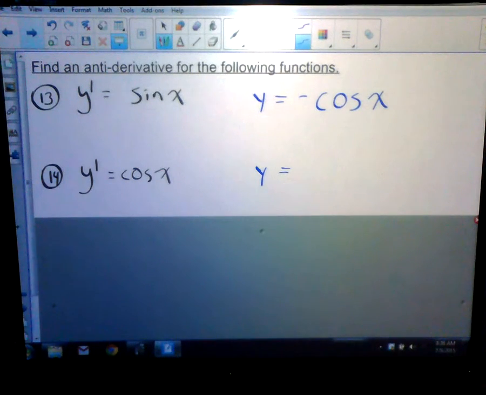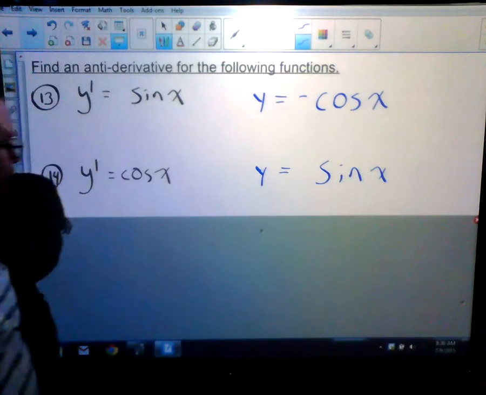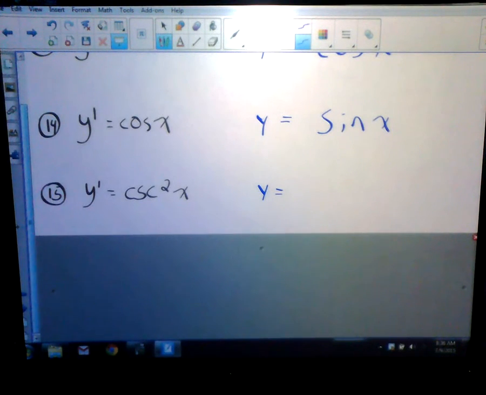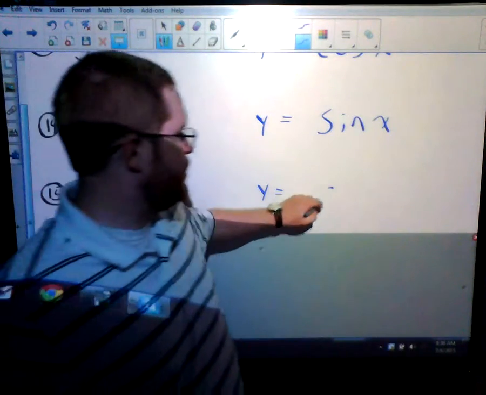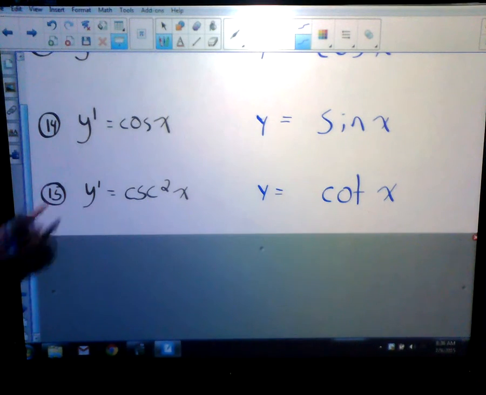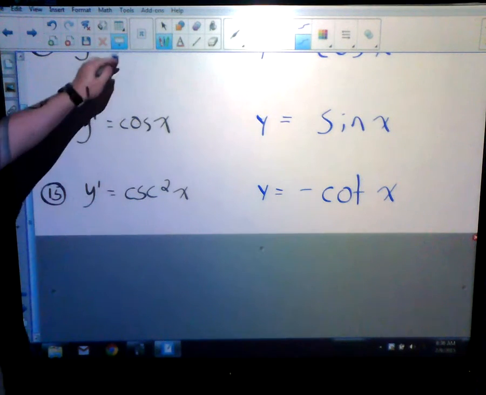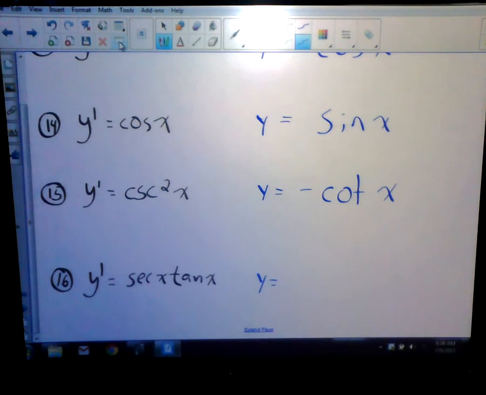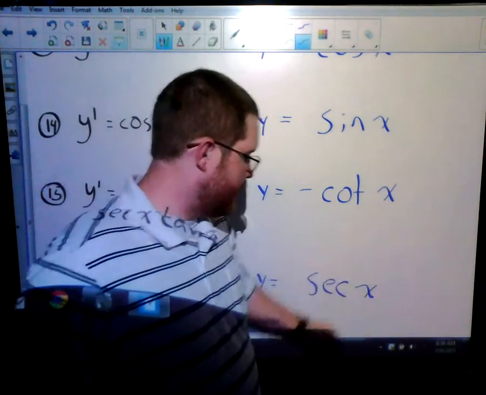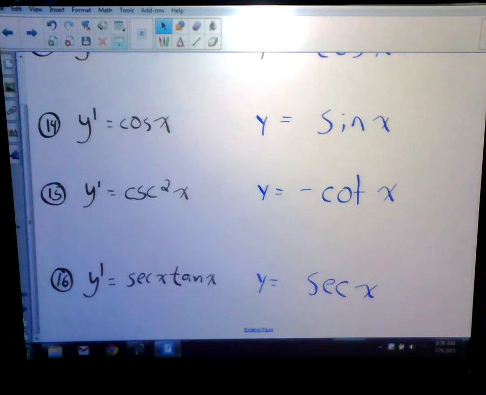What has a derivative of cosine? Well, that one's one of the ones we memorized. It's positive sine. Why? Because the derivative of sine is cosine. What has a derivative of cosecant squared? Well, cotangent has a derivative of negative cosecant squared. But I need a positive cosecant squared, so let's put a negative there to cancel out the negative. What has a derivative of secant tangent? That's one of the 6 you had to memorize. It's just secant of x. So, know your trig derivatives. They don't go away. Okay?